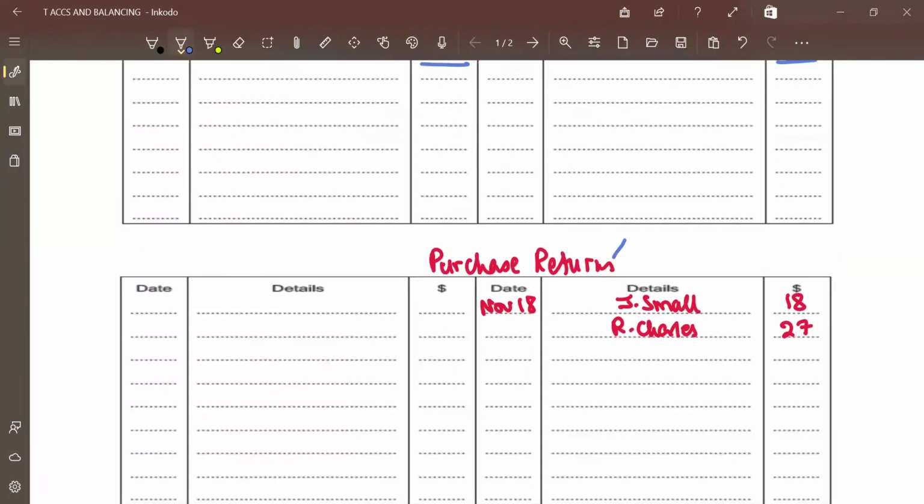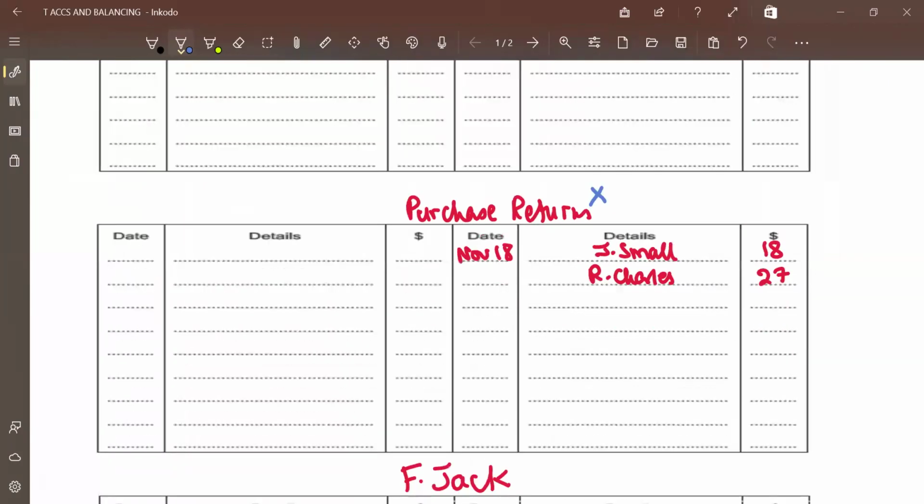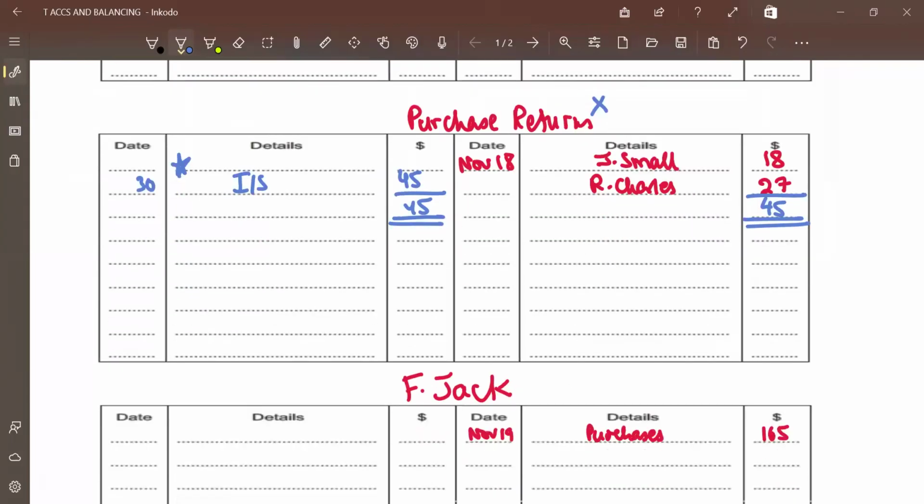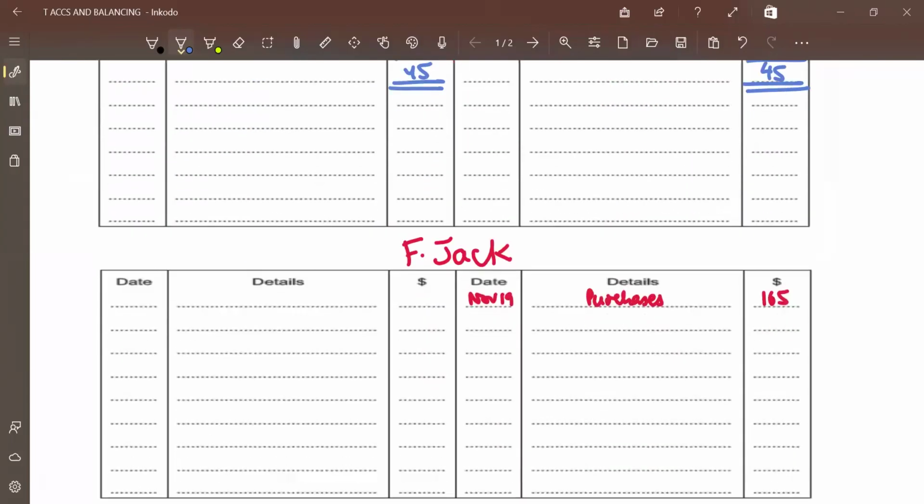Purchase returns is also not to be, the balances are not to be carried forward. 18 plus 27 makes 45. And the total of purchase returns also has to be posted to the income statement. Please make sure you remember this, okay? This is 45, the total is 45. This is on the 30th of November. Balances do not carry forward because it is a contra to an expense, contra to purchases, right?